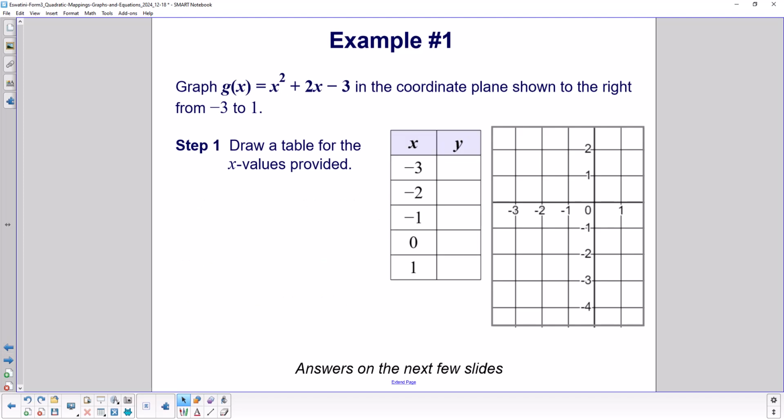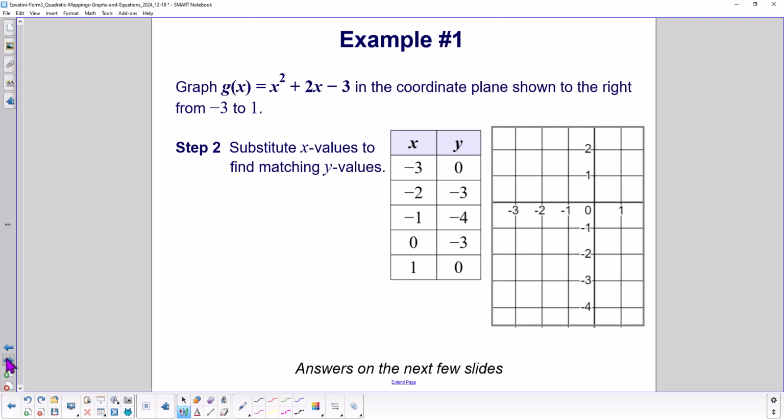So our first step, draw the table for the x values. Now, we're going from -3 to 1. So here's -3, then we go -2, -1, 0, and 1. Now substitute the x values in the equation, right up here, to find the matching y values. So let's try -3 first. So -3 squared is 9, plus 2 times -3, so 2 times -3 is -6, minus 3, and 9 minus 6 minus 3 is 0.